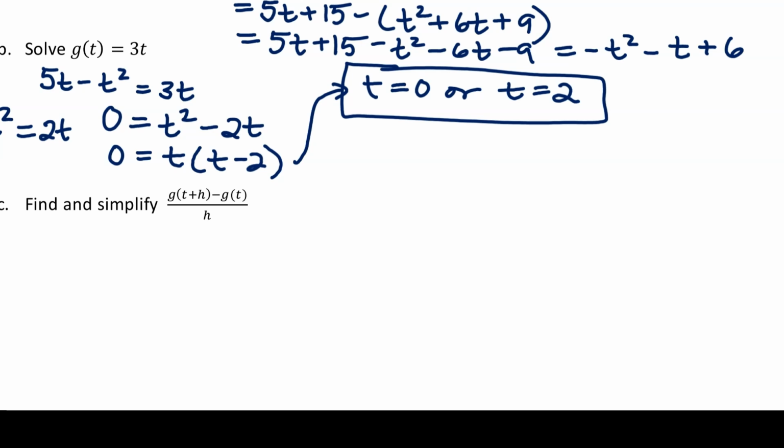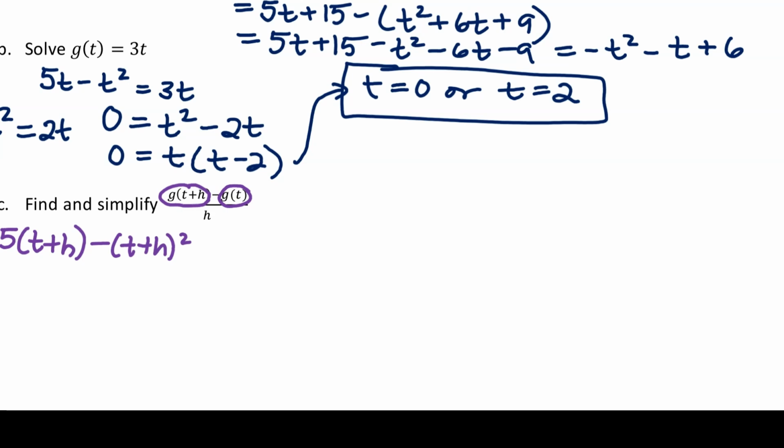So let's see, we need to just do the algebra here. Calculus will get a lot more into the meaning. But the algebra is going to involve plugging a t plus h into g, and then plugging a t into g and subtracting. So when I plug t plus h into g, I get 5 times my t plus h minus my t plus h squared.